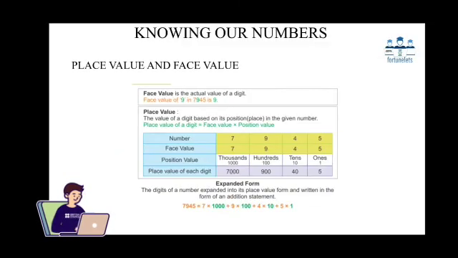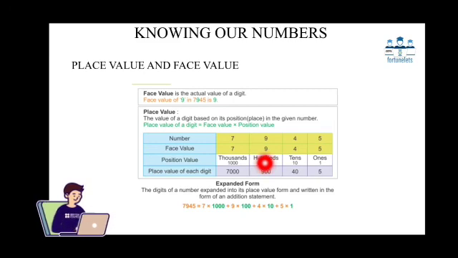We have to get to know about place value and face value. To read the numbers according to their place values, let's learn about place value. What is exactly a place value? A place value is the value of each digit in the given number. Here the number is 7945. What is the place value of 9? The place value of 9 is hundreds. So each and every digit in the given number has its own place value.